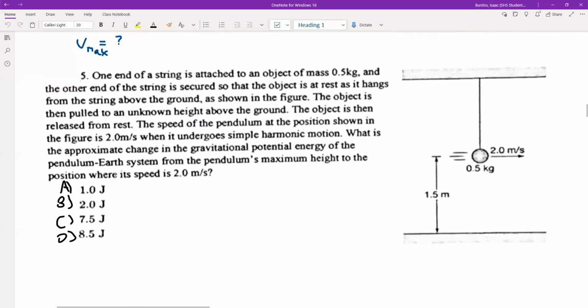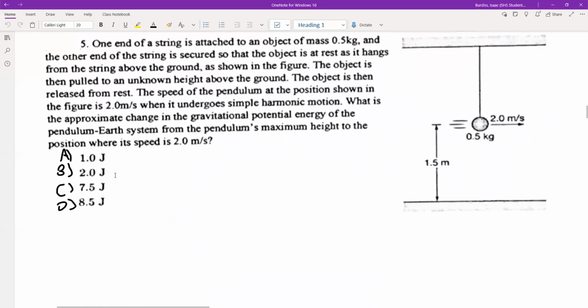All right, next. Now we have a lot of different words. So that's why it's really helpful to write down what you know so you don't miss something. One end of a string is attached to a mass of 0.5 kg. So we write that down.